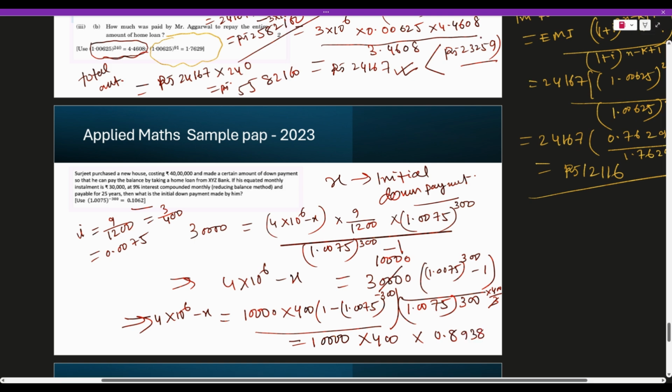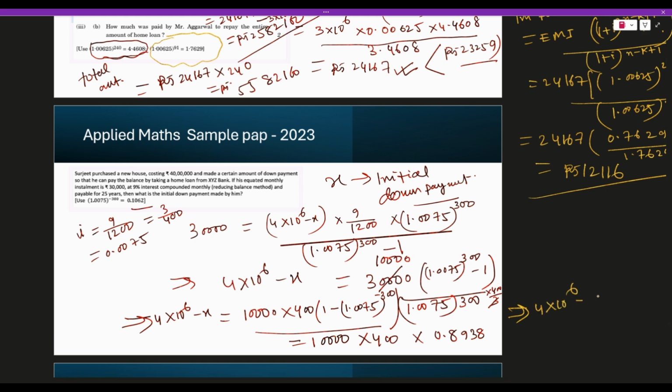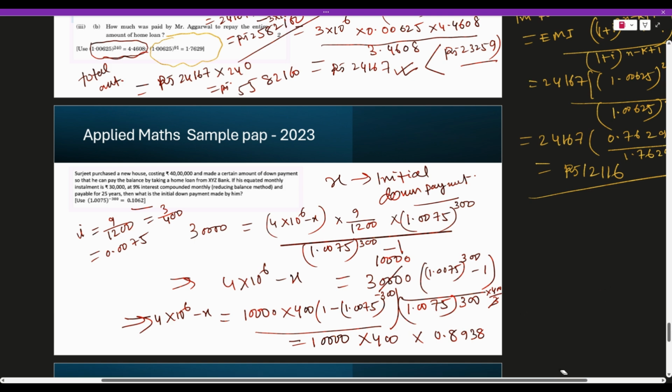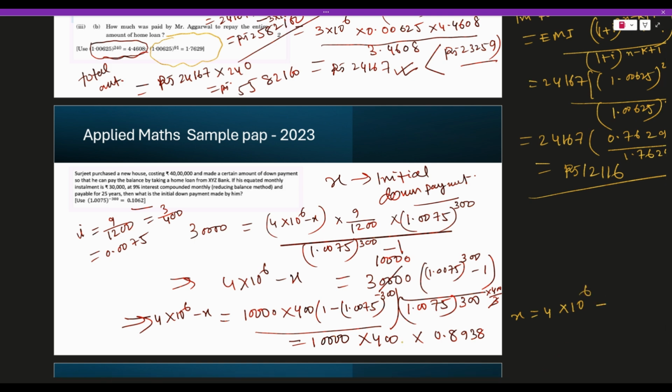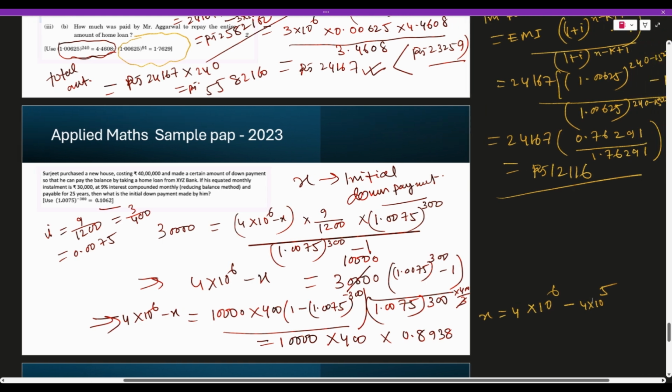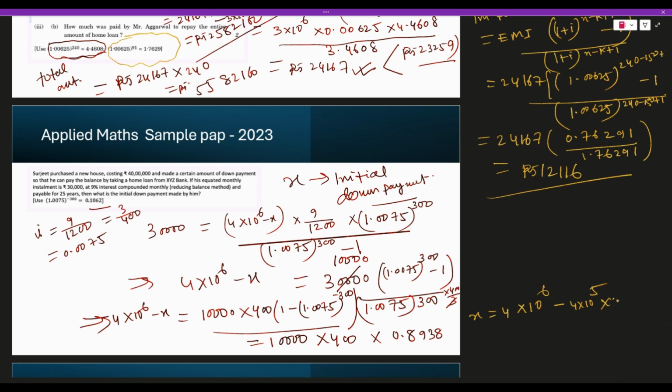Clear? All of you understand? So this implies that 4 into 10 to the power 6 minus x will be changed to how much? Just calculate x directly. This we got, so x will be 4 into 10 to the power 6, that minus 4 into 10 to the power 5, this multiplied by 0.8938.